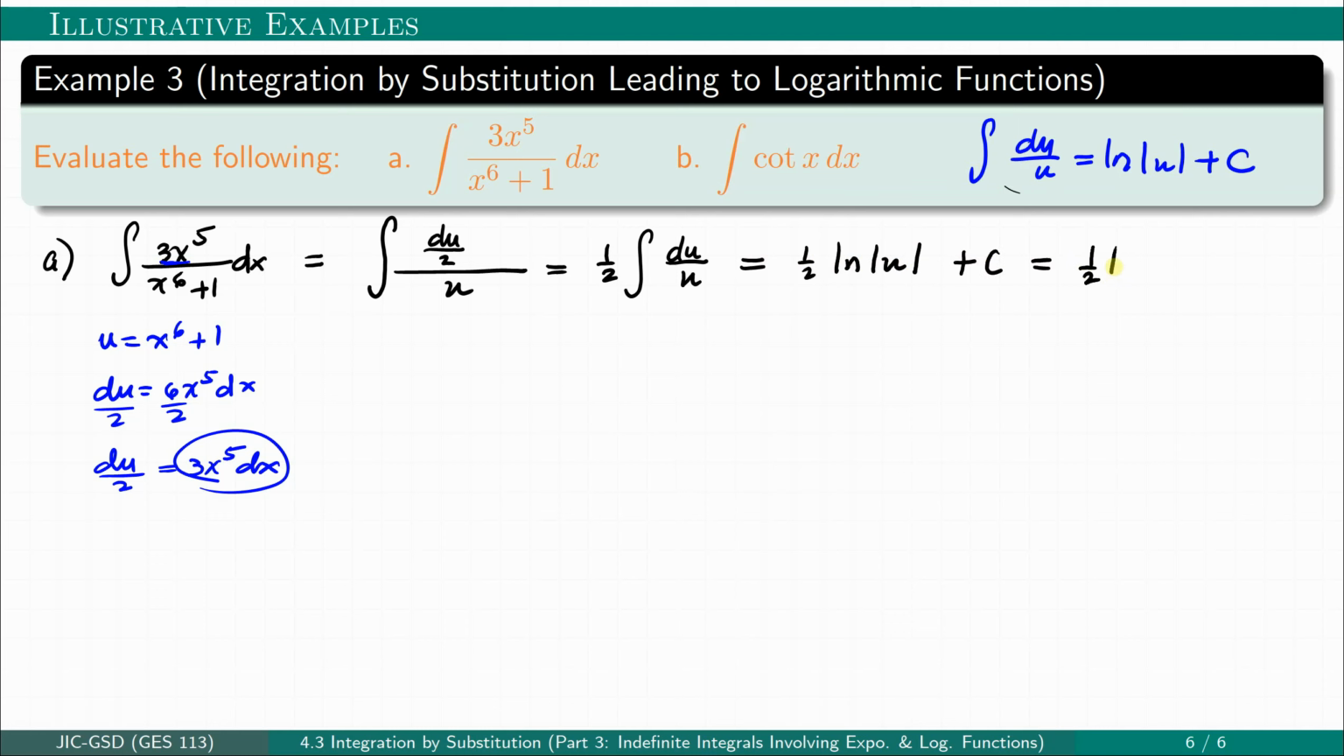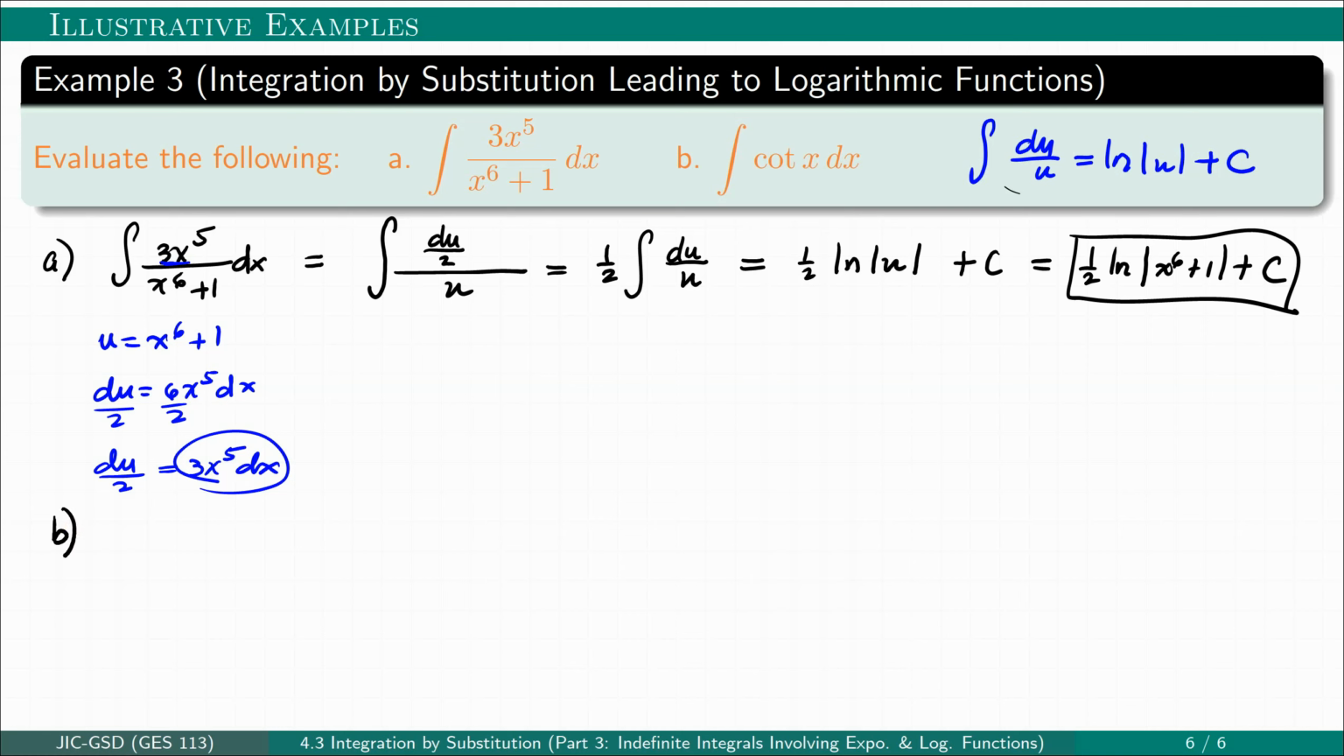Replacing now the u, this will be ln of x to the 6th plus 1 plus c. We can keep this as our answer, or we can remove the absolute value because x to the 6th plus 1 is a positive number.